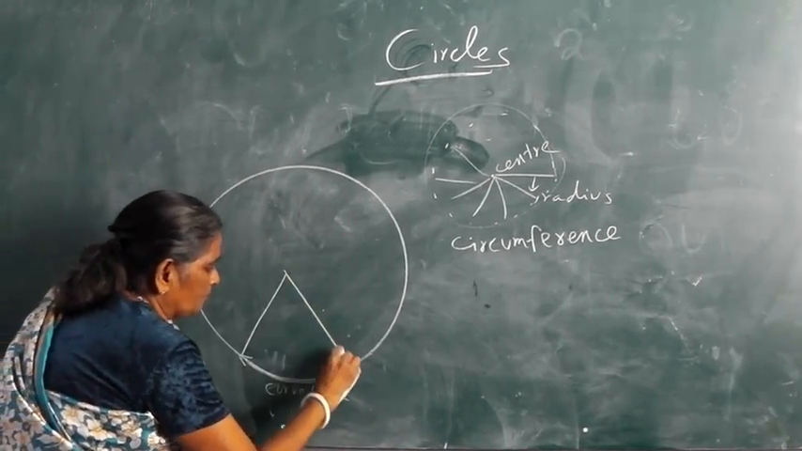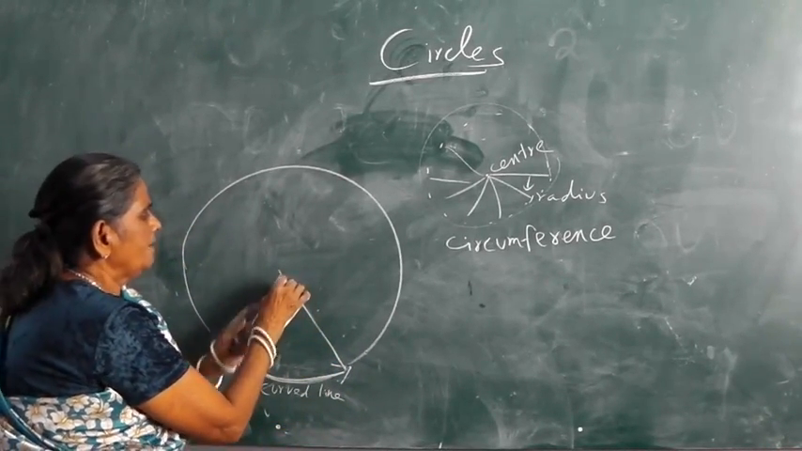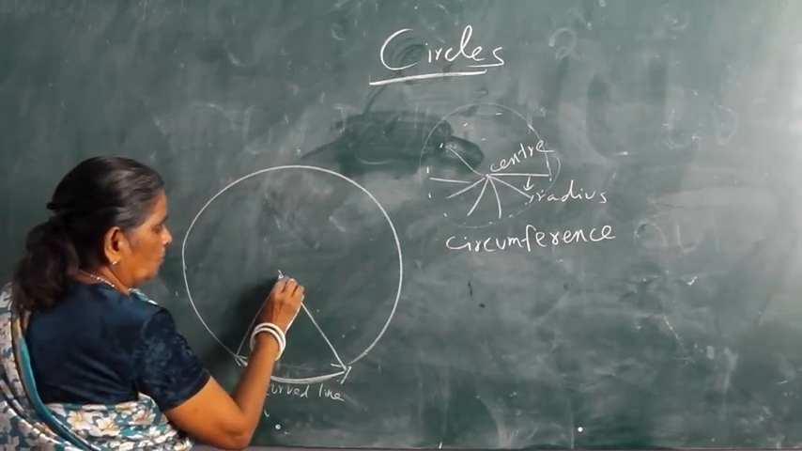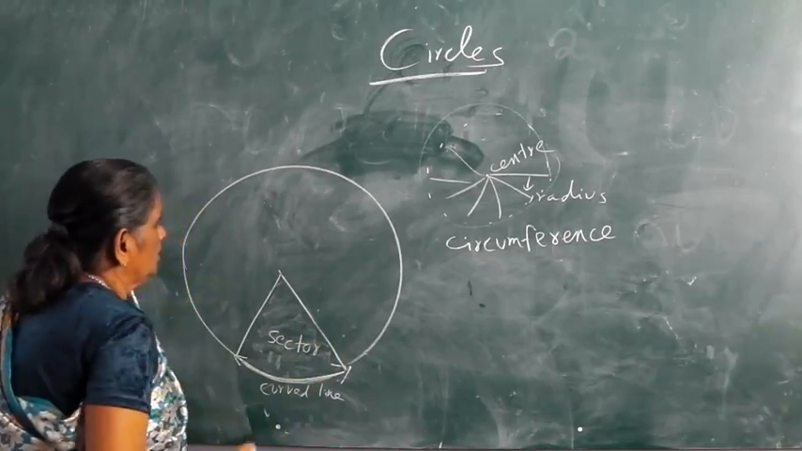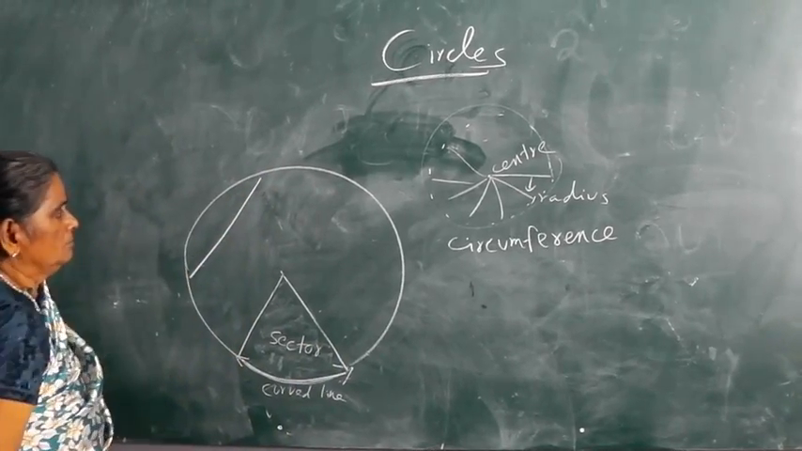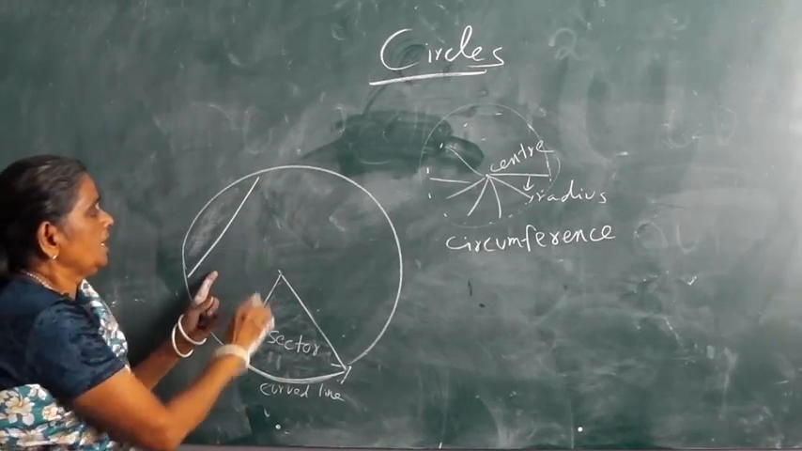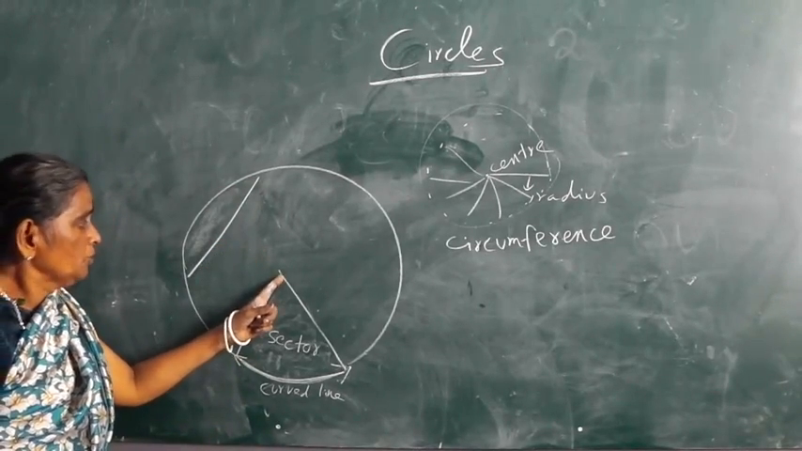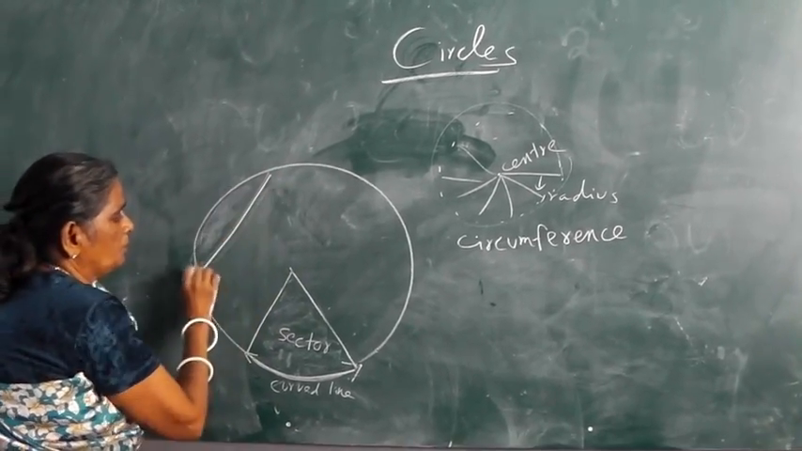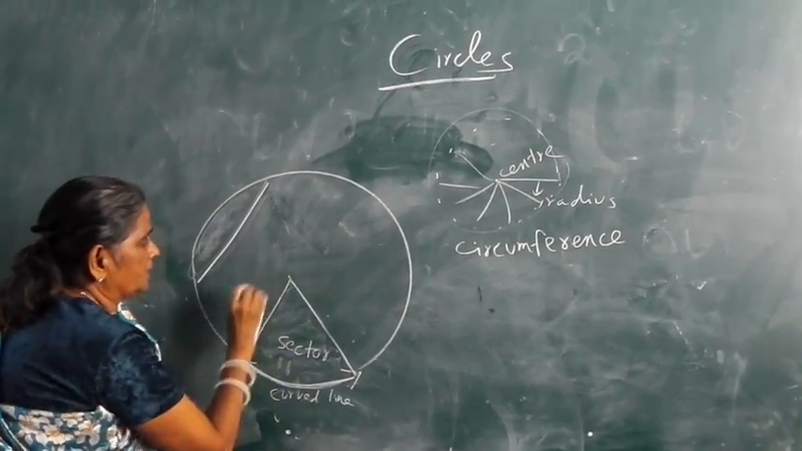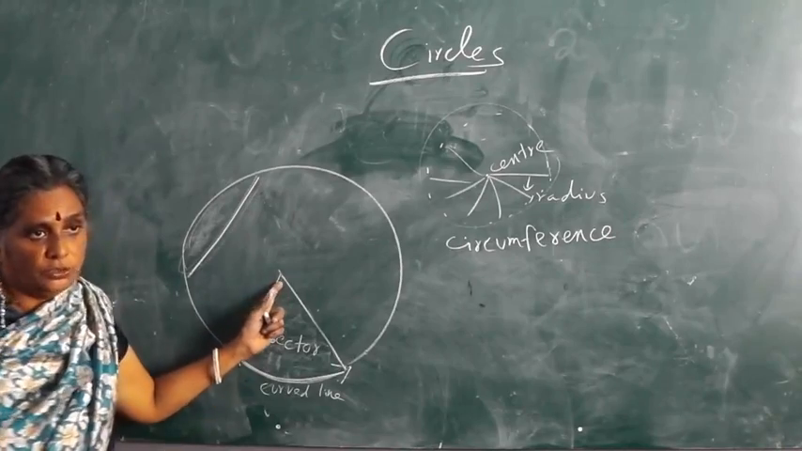Part of the area, for example, take these two radii. All radii will be concurring at the center. So, part of the area like this is called a sector. Suppose you are having a chord. This is also part of the area. Since it's not passing through the center, you call it a segment. The whole portion is a segment. You cannot call it a sector because the chord endpoints are not connected to the center.